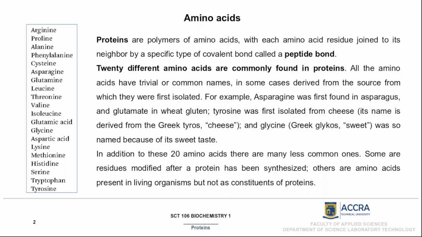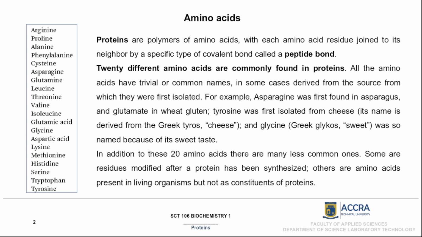Proteins are polymers of amino acids with each amino acid residue joined to its neighbor by a specific type of covalent bond called a peptide bond. The term residue reflects the loss of the elements of water when one amino acid is joined to another. Proteins can be broken down or hydrolyzed to their constituent amino acids by a variety of methods, and the earliest studies of proteins naturally focused on the free amino acids derived from them.